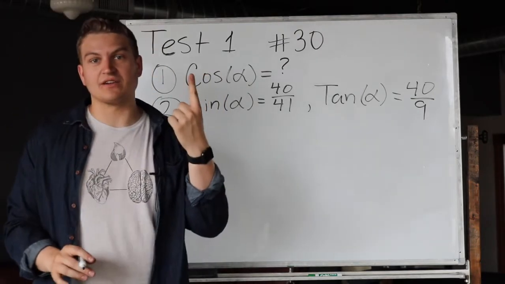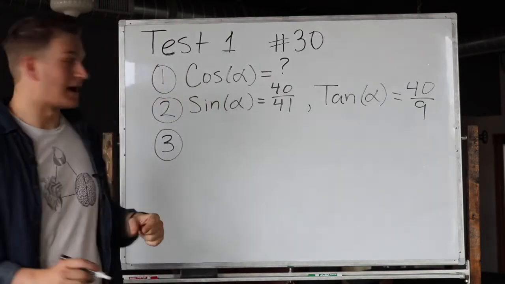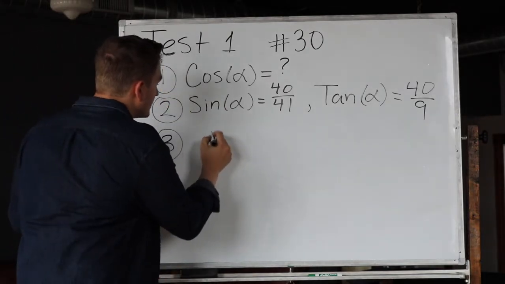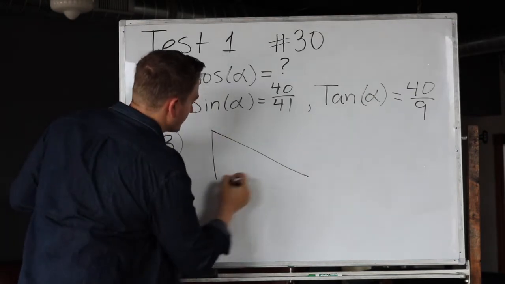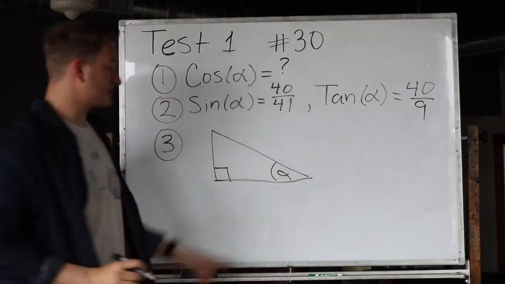We already used our calculator, now we're going to use a different code cracker. We're going to draw a picture to solve this problem. So here's what my picture is going to look like. A simple right triangle where one of my angles is alpha.